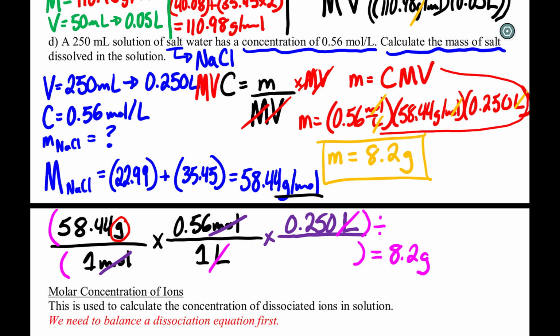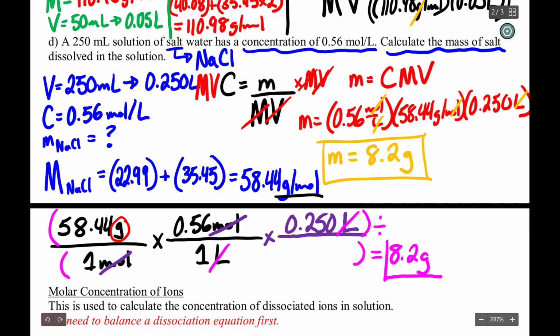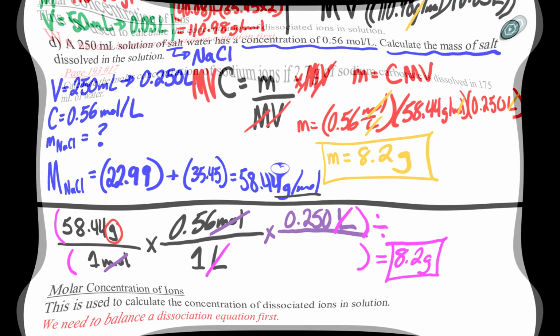We did 58.44 times 0.56 times 0.250 up there, and down here, we did 58.44 times 0.56 times 0.250. It's just a different way of showing your work. And I don't care which way you choose to do it. Whichever way works best for you is best for us.